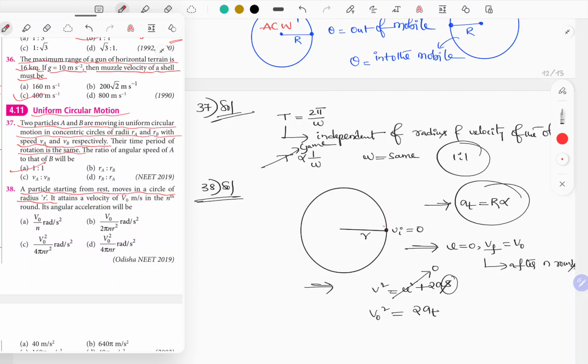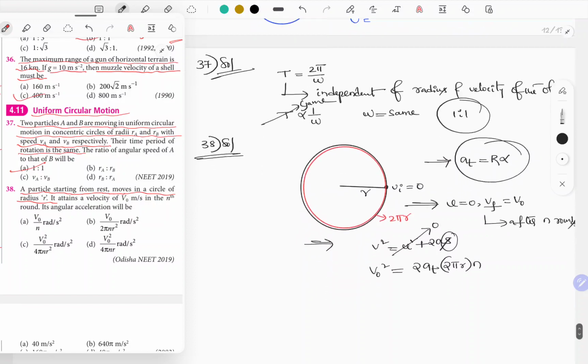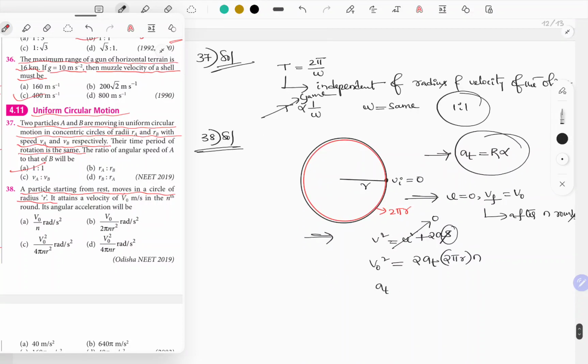Look at this. By the time it completes one circular motion, it covers a displacement of 2 pi r. Observe the red color one, it is equal to 2 pi r. This is called the circumference of a circle. How many rounds is it traveling? It is traveling n rounds. Now I need the tangential acceleration.